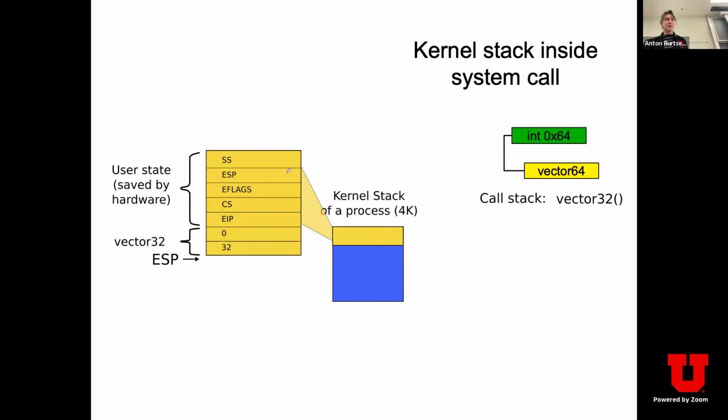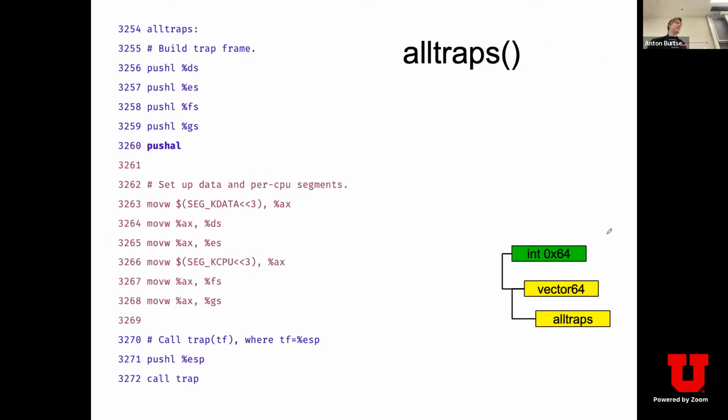This is how your stack looks like. These 5 things are pushed by the hardware. Vector32 pushes these 2 things. There's a bug, 64 here instead of 32, right? And you're currently executing 64 label, vector64 label. And again, it's full of bugs here. Guess I probably was copy-pasting.